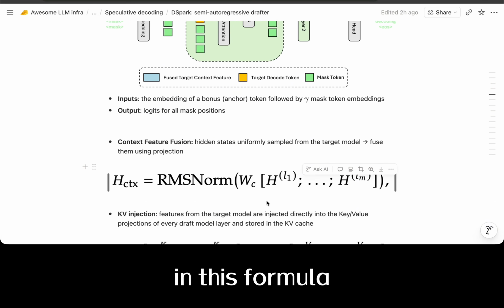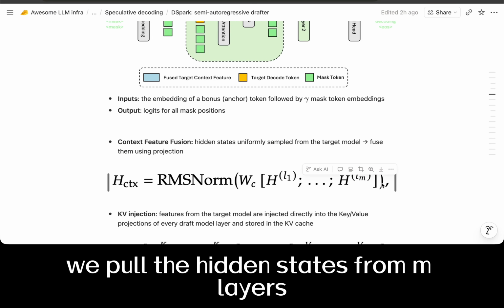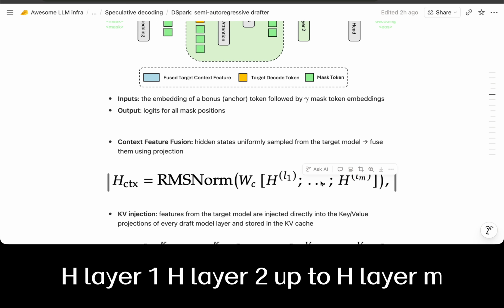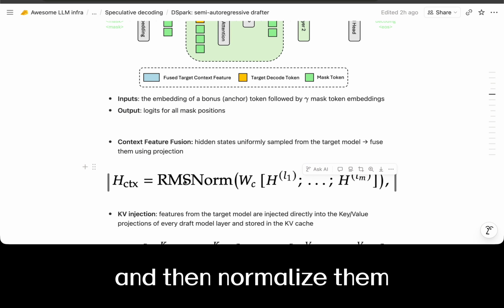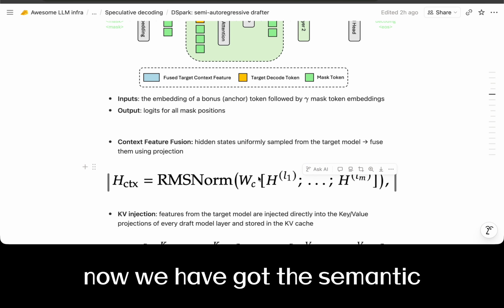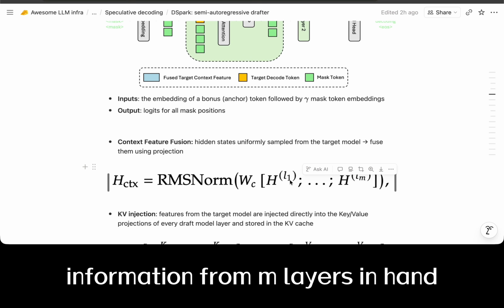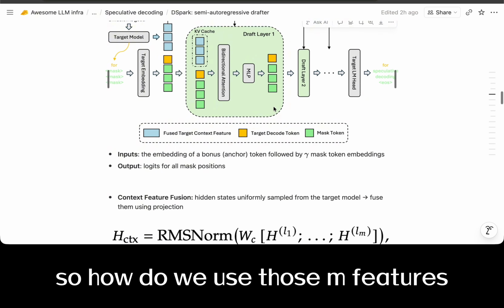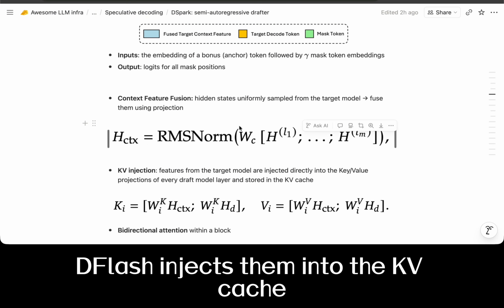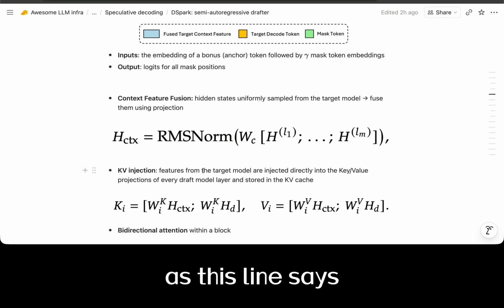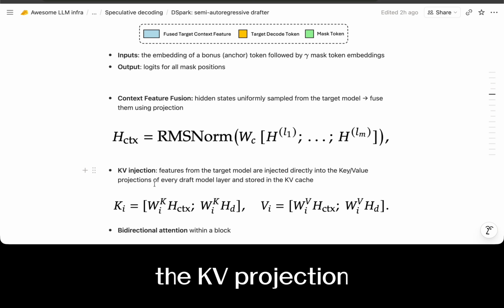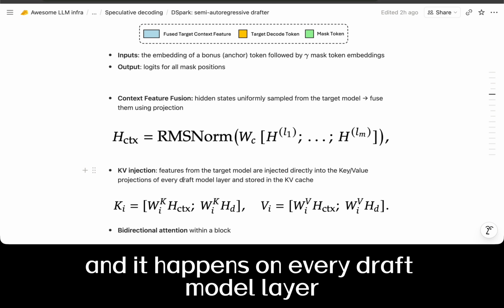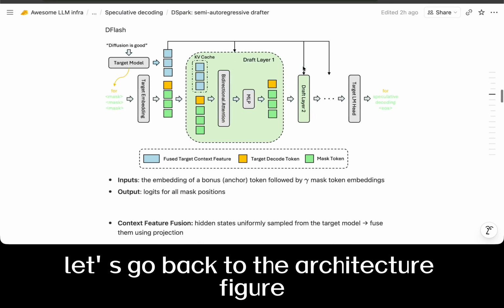In this formula, we pull the hidden states from M layers, H layer 1, H layer 2, up to H layer M. Multiply each by a shared projection weight WC, and then normalize them. Now we have got the semantic information from M layers in hand. So how do we use those M features? DFlash injects them into the KV cache. As this line says, the target model features go straight into KV projection, and it happens on every draft model layer.